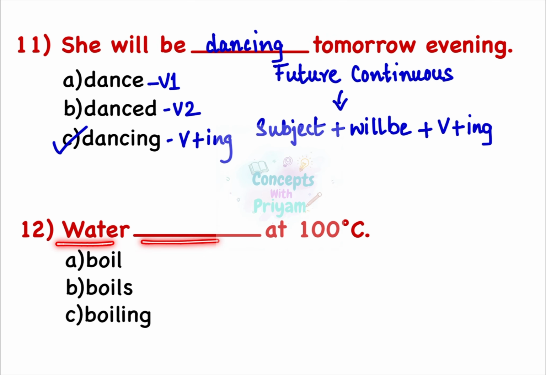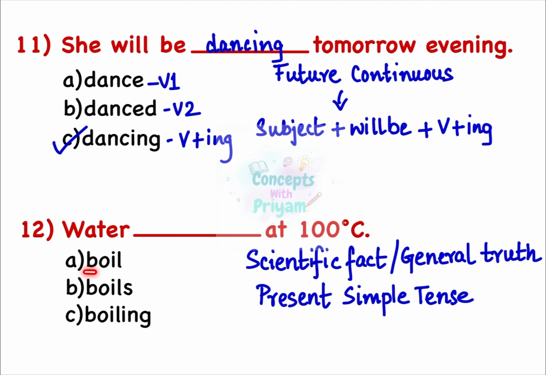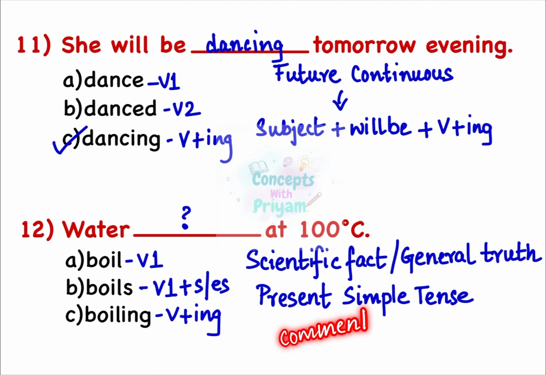Number 12. Water blank at 100 degrees Celsius. Boil, boils, boiling. This sentence talks about a scientific fact or general truth. And scientific facts or general truths come under the present simple tense. Boil is verb 1, boils is verb 1 plus s or es. Boiling is ing form of the verb 1, verb plus ing. So what do you think is the correct answer? Type your answer in the comments.